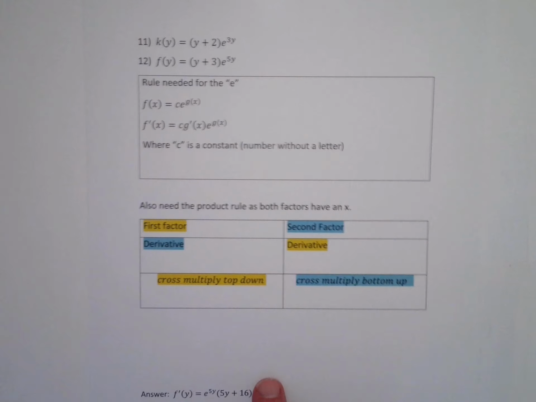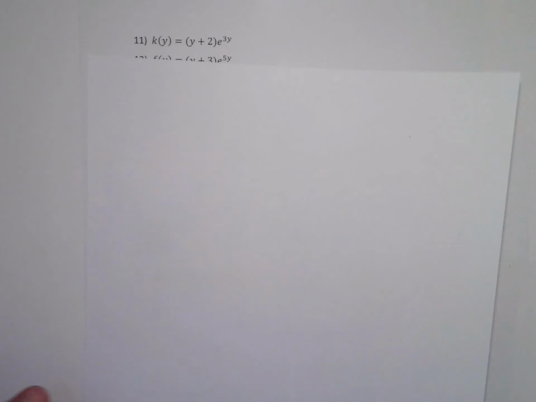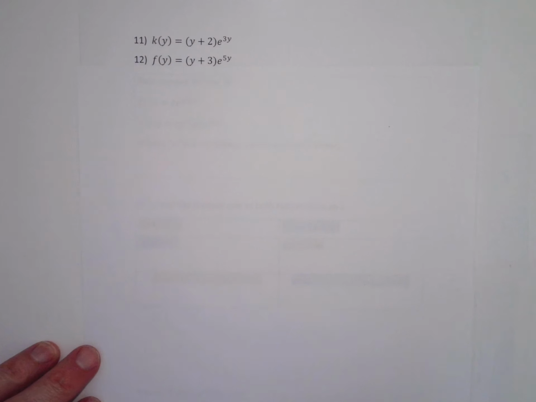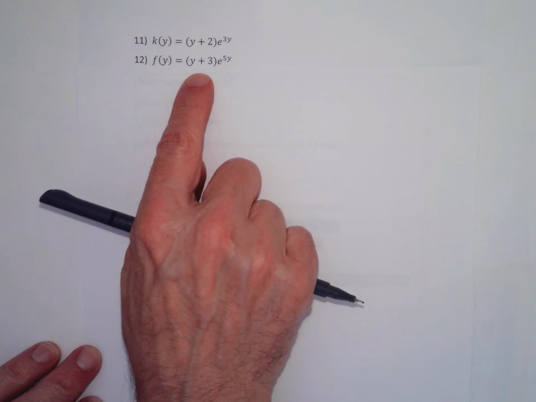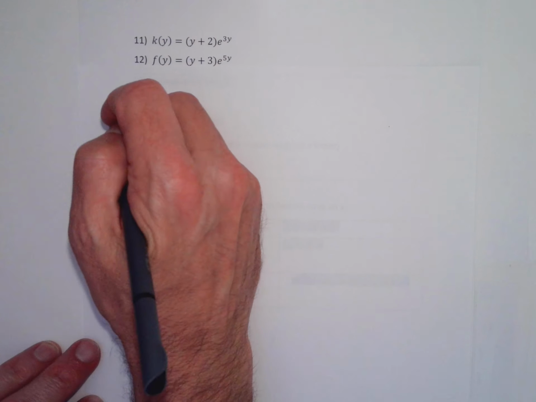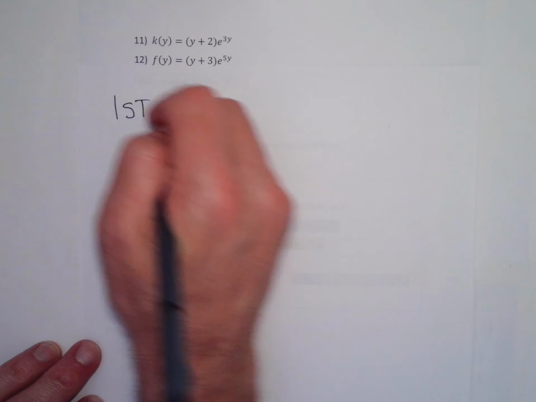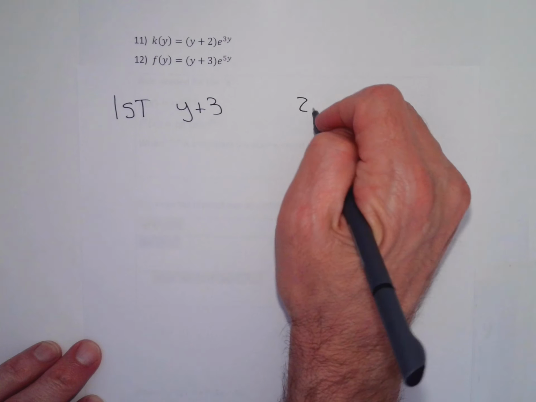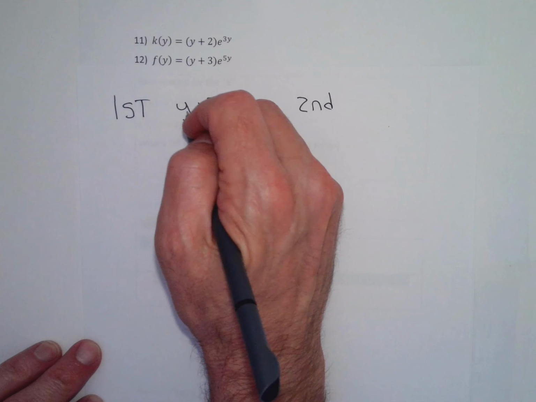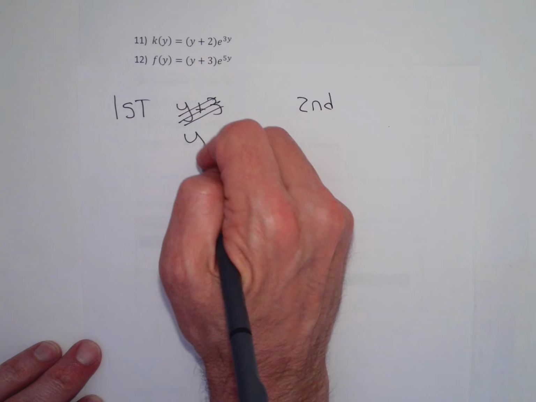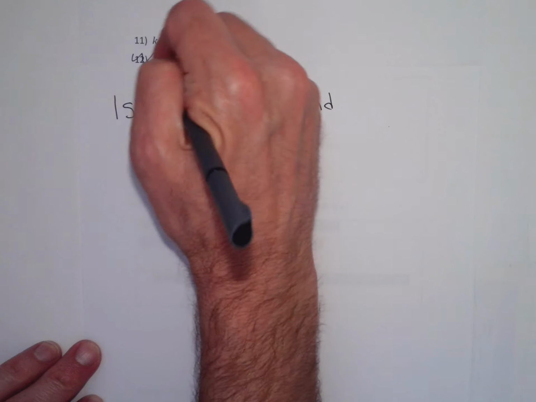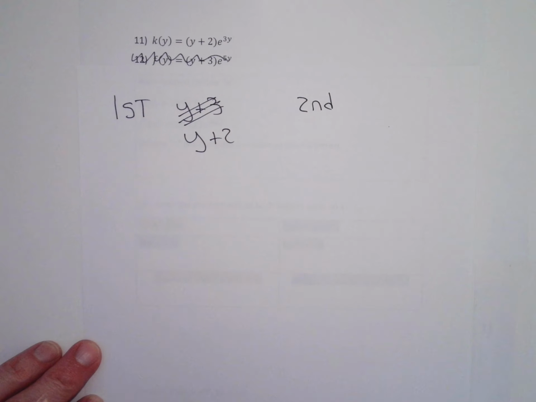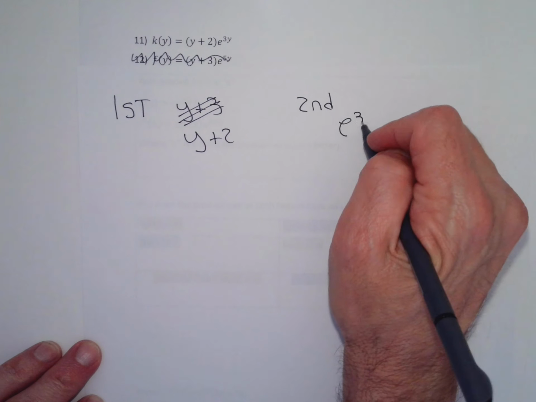Let's do 11 together. So in 11, I don't know why I made the variable y, but I did. I'm stuck using the product rule because it's multiplication and both factors have a variable. The first factor in number 11 is y plus 2. The second factor is e to the 3y.